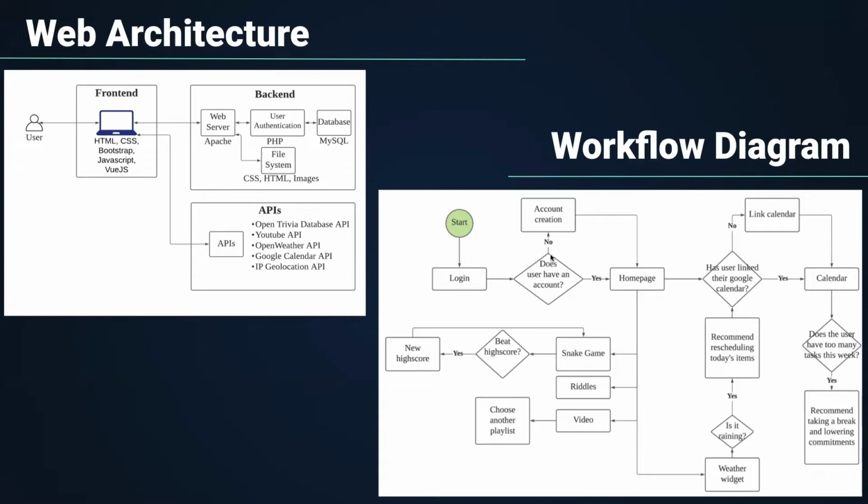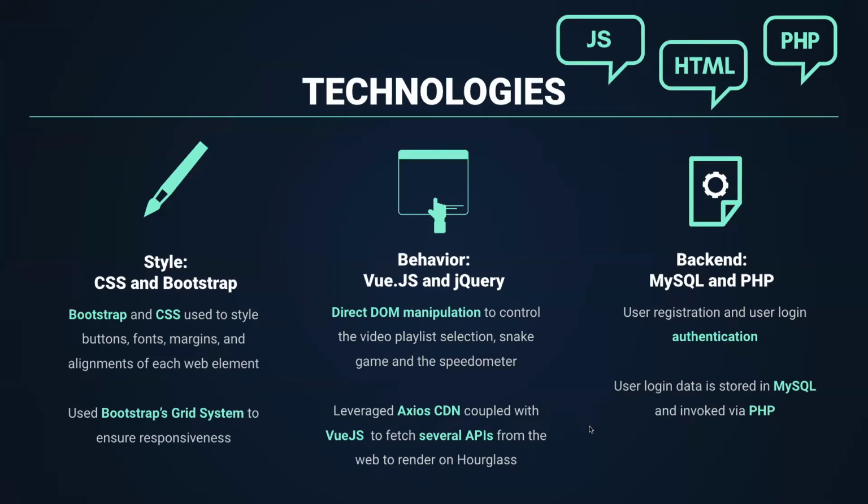The user journey starts from the index page, where they can log in or sign up. Thereafter, the users will arrive at the home page, and they will be able to access our web app's different features such as the calendar events analysis, snake game, riddles, and videos. Now I'll pass the time to Fu Wei, who will elaborate more on the technologies used as well as the app's features.